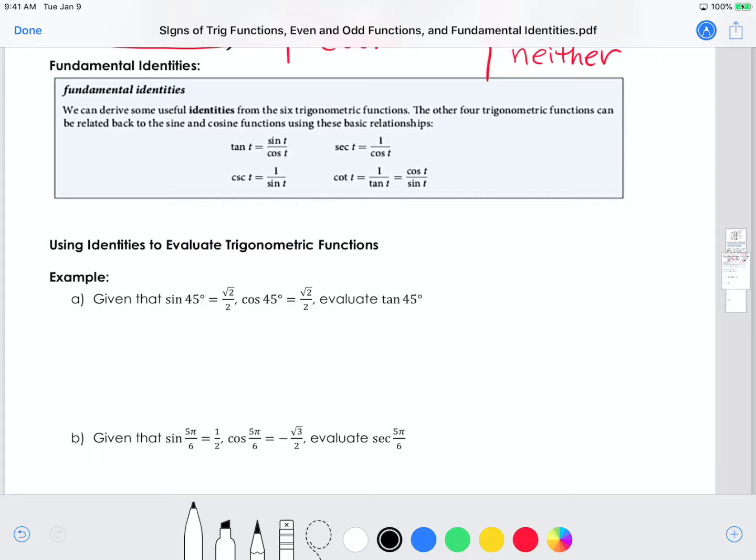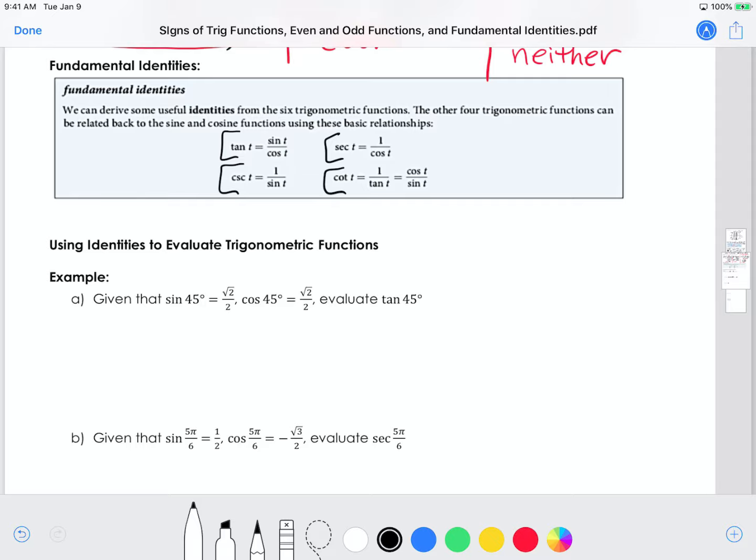In this video, we're going to practice using our fundamental identities. We already talked about these before, but we're going to continue to practice these because they're important. So these are our fundamental identities. Tangent is the ratio of sine over cosine. Cotangent is the ratio of cosine over sine. Cosecant is the reciprocal of sine, and secant is the reciprocal of cosine.